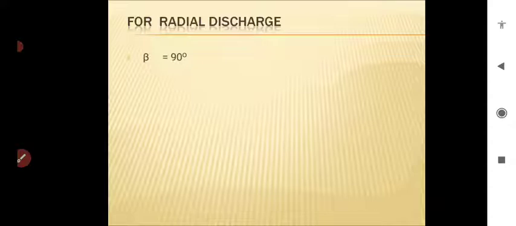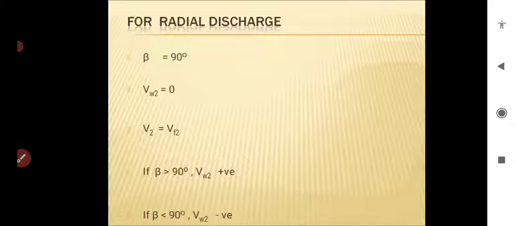For radial discharge, beta is equal to 90 degrees, Vw2 is equal to 0 and V2 is equal to Vf2. If beta is greater than 90 degrees, Vw2 is positive. If beta is less than 90 degrees, Vw2 is negative. Beta is the discharge angle.